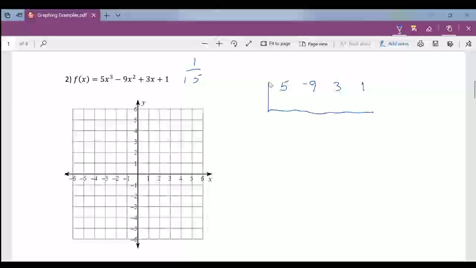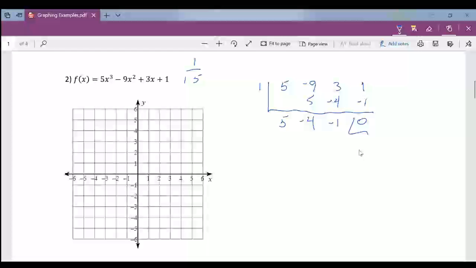And again, I don't remember this one at all, so let's just start with 1 again. See what happens. That's going to be 5. Add those together. We've got negative 4. Multiply those. We've got negative 4 again. Add them together and multiply. Hey, look at that. We have found one of them. 1 is definitely one of our roots.